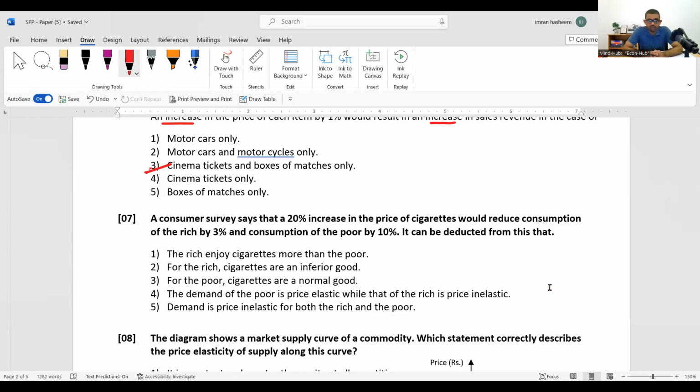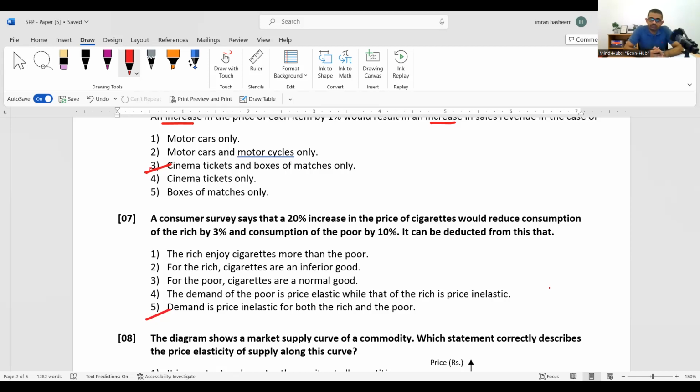The demand of the poor is price elastic, while that of the rich is price inelastic. That is wrong. Both the poor and the rich have inelastic demand, because when price changes by 20%, the rich decrease demand by only 3%, the poor decrease demand by only 10%. Either way, 3% as well as 10% is less than 20%. So inelastic. Demand is price inelastic for both rich and poor. That should be the only correct option we can agree with.